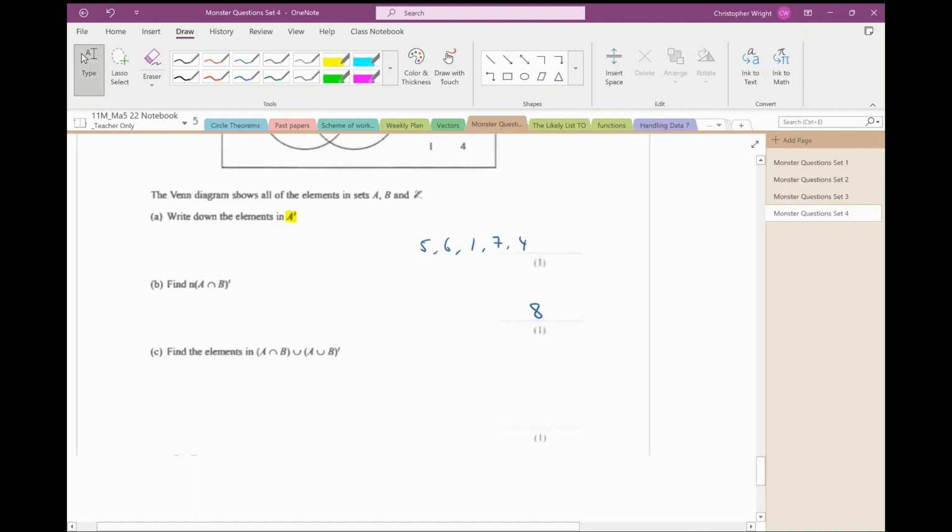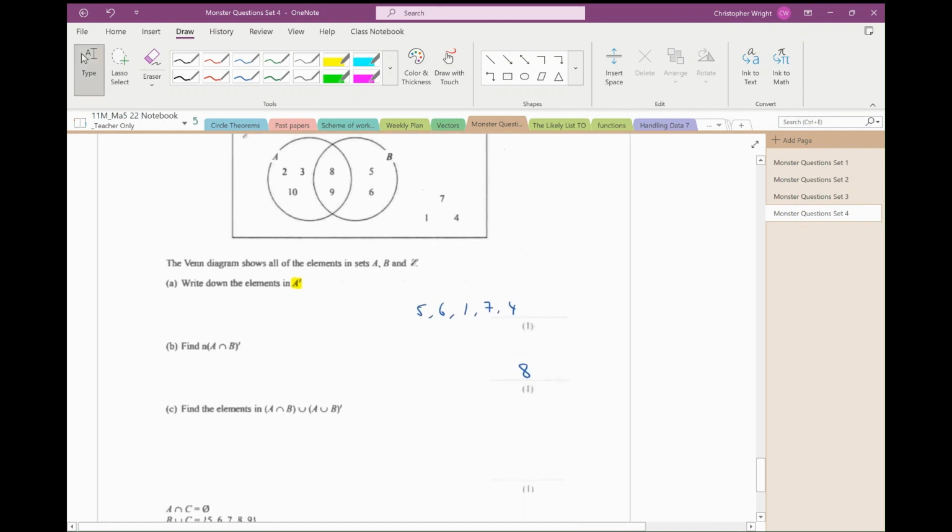Right, find the elements in A intersection B or something else. Well, the ones in A intersection B are 8 and 9. So those two are going to qualify. They've got to be 8 or 9 or not in A or B, not in the union. Well, the ones which are not in the union are 7, 1, and 4. So to qualify, you have to be in either the first category or the second category. So there are 5 elements which qualify, and they are those ones.